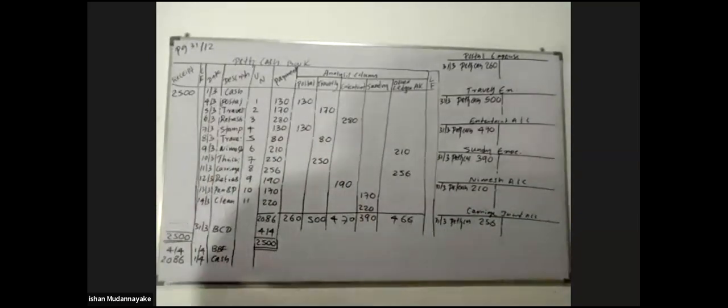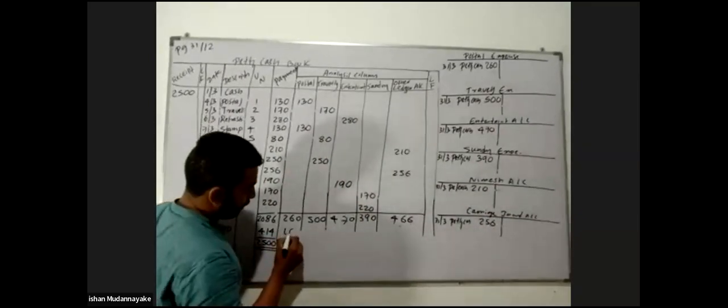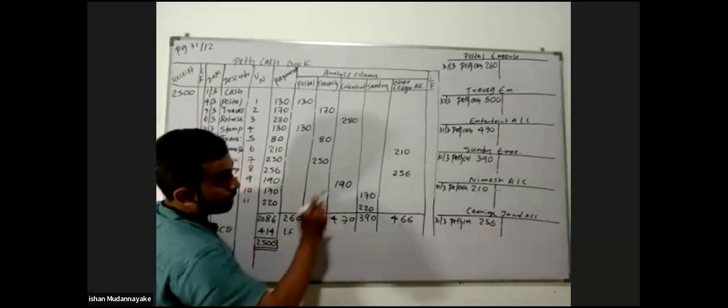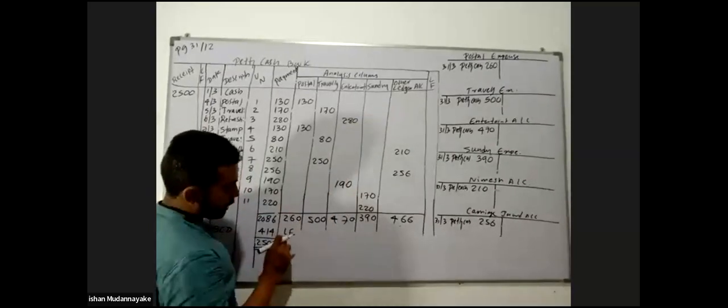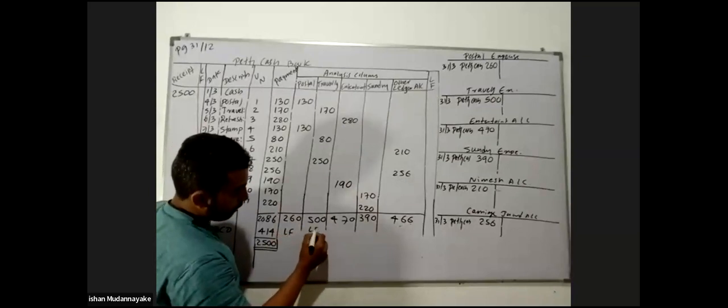And not only that, you need to mention here the LF, the page number of the opposite ledger account. Postal expense page number you need to mention here. LF.